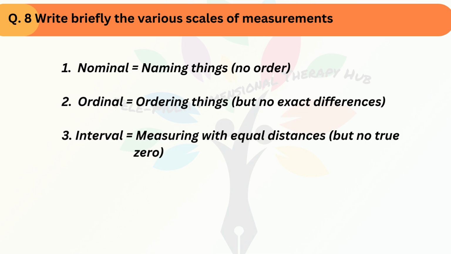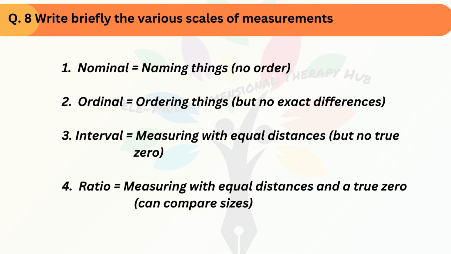Number 3 is interval, measuring with equal distances, but there is no true zero. Interval measures things with equal distances between them, but there's no true starting point. Zero isn't real. For example, temperature in Celsius. Ratio is measuring with equal distances, and a true zero, so you can compare sizes. It's similar to interval, but it has a true zero. You can make comparisons. For example, weight or height, where zero means none.